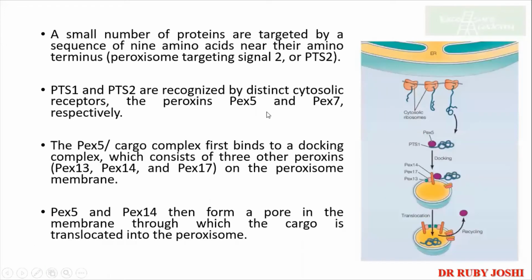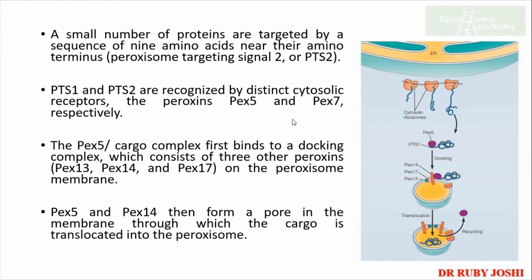The second one is your PTS2. It is made up of a sequence of 9 amino acids, and it is at the amino terminus. So we have got two signal sequences, PTS1 and PTS2. PTS1 is made up of SKL and PTS2 is made up of 9 amino acids. PTS1 is present at your C terminus. PTS2 is present at your N terminus.